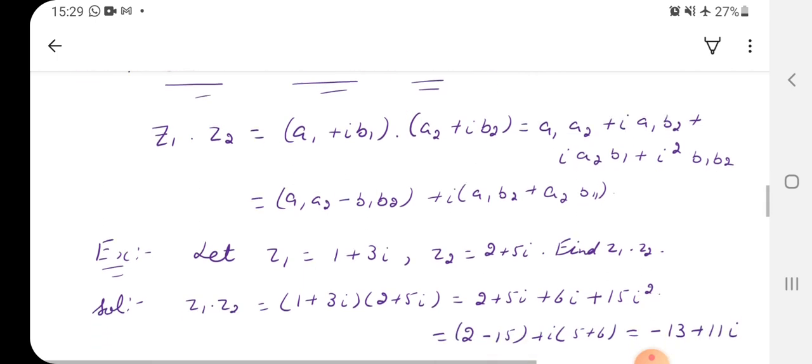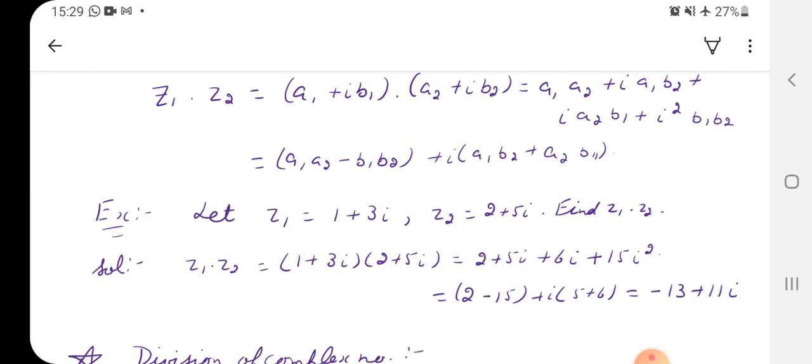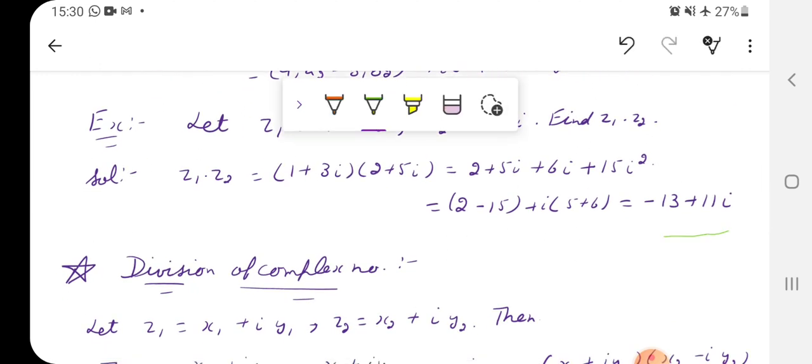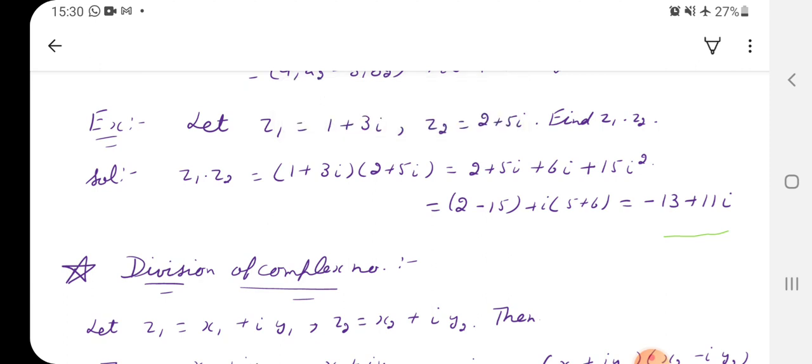Let us see one example. 1 plus 3 iota is our first complex number. Second complex number is 2 plus 5 iota. Now we have to multiply both. So 1 plus 3 iota into 2 plus 5 iota. It will be what? 1 into 2, which will be 2. 1 into 5 iota, 5 iota. 3 iota into 2 will be 6 iota. 3 iota into 5 iota will be 15 iota square. So 15 iota square means minus 15. So 2 minus 15 will be minus 13. And then iota taken common, 6 plus 5 will be what? 11. So we got our final answer, minus 13 plus 11 iota, right?